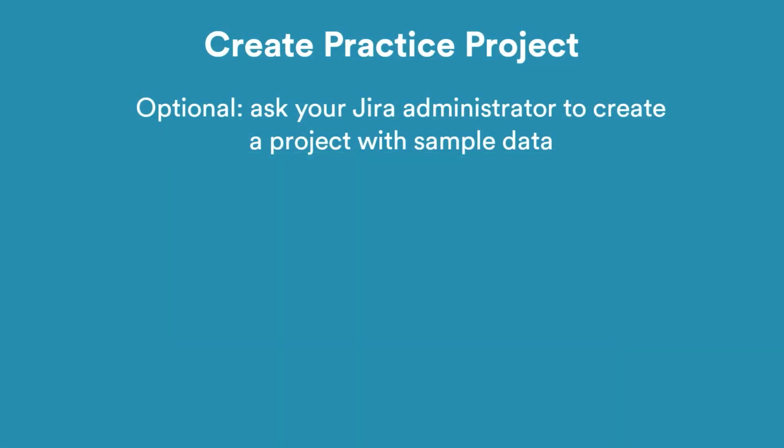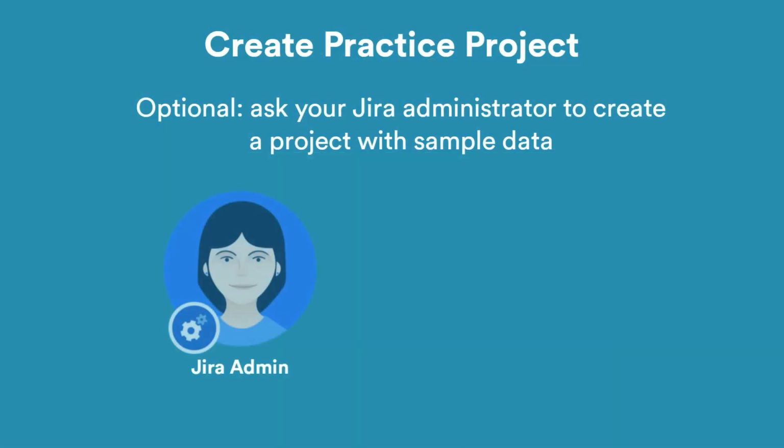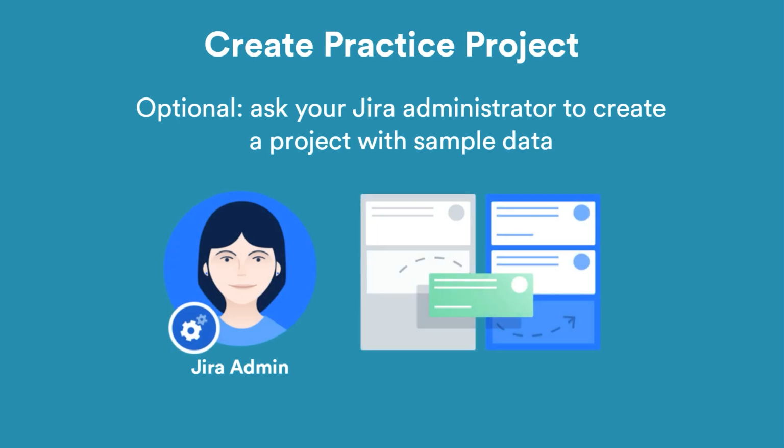If you'd like a project to practice in, you could ask your Jira administrator to create a project with sample data. Take some time to apply what you've learned in your own project. Open your instance of Jira, navigate to a project, and view an issue. What's the issue type? What's the priority? Does it belong to a version or a component? View the workload and any attachments. Is it linked to any other issues?